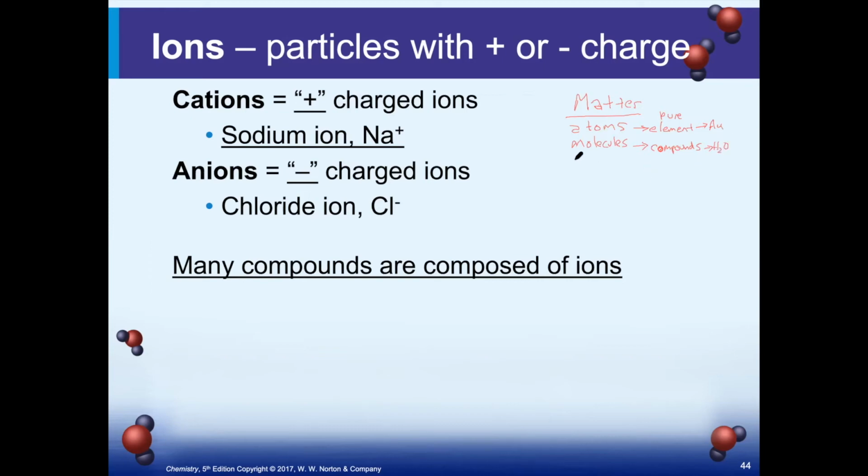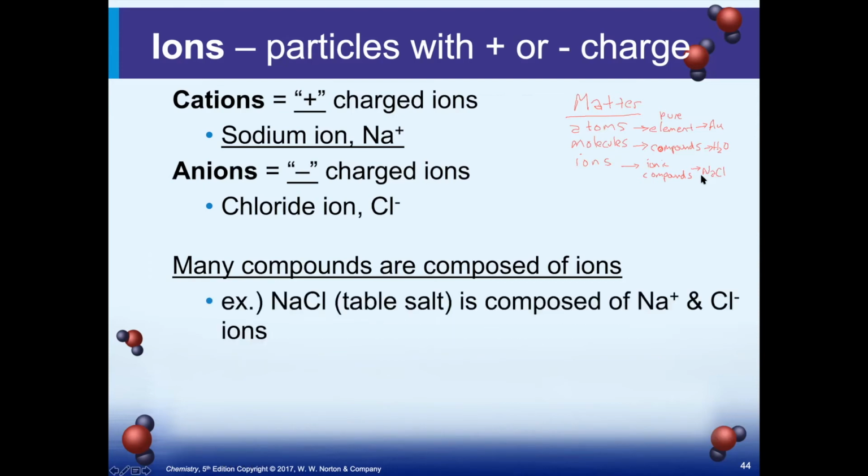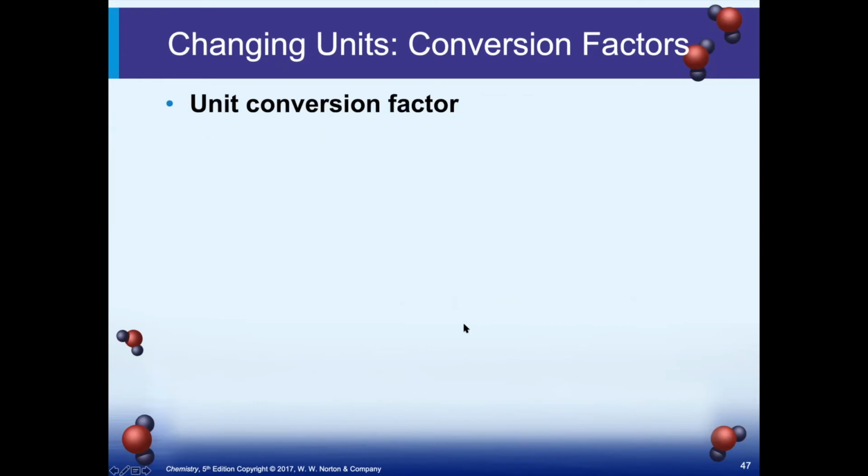And then finally, the other thing that matter can be composed of is what we just talked about, ions. Okay, and so that would be what we're going to get into tomorrow, a special type of compound called ionic compounds. Okay, and a good example of that is sodium chloride, table salt that you put on your food. It is composed of sodium ions and chloride ions. Okay, so like I said, many compounds are composed of ions, and so an example would be table salt, just like that. All right. Okay, so now we're ready to move on and talk about some more math.